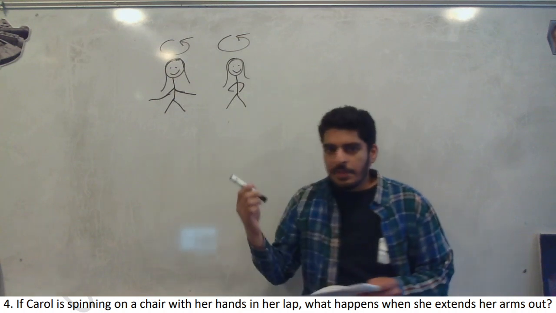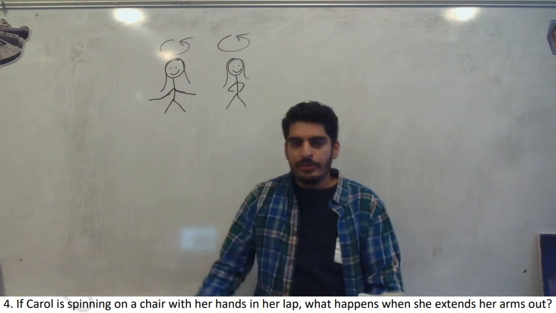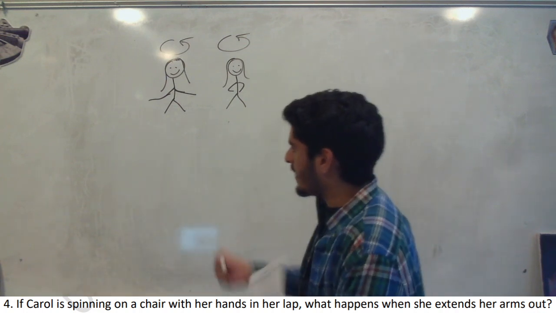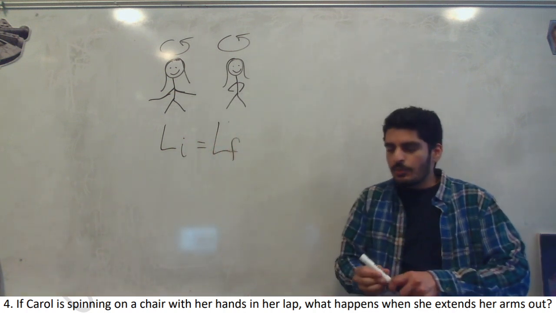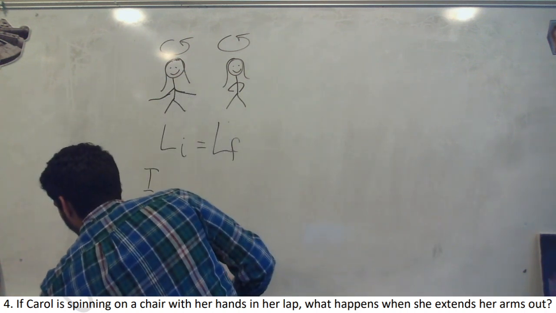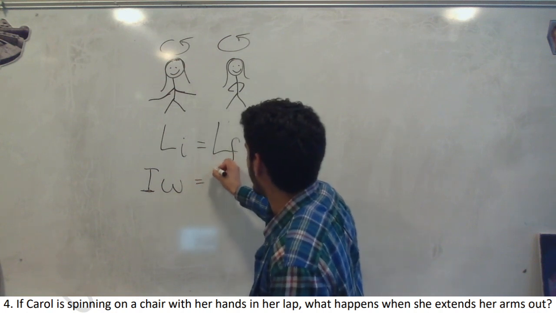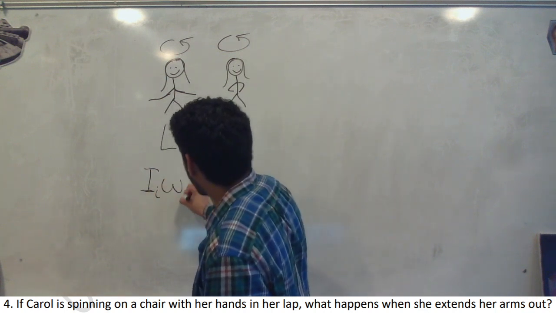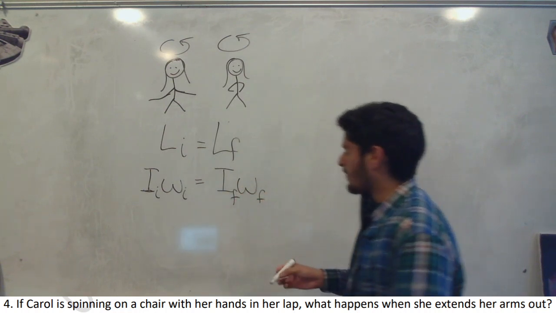Well, if you're spinning, you have this thing called angular momentum. And in this class, generally, you will never lose angular momentum. We're in 1301 physics, the most basic physics you will do in your life. That just means that your initial angular momentum is equal to your final angular momentum. The formula for angular momentum is I omega. I, which stands for your moment of inertia, times omega is your angular momentum. So our initial moment of inertia times our initial angular speed is equal to our final moment of inertia times our final angular speed.